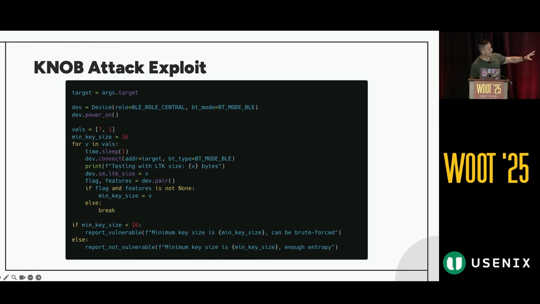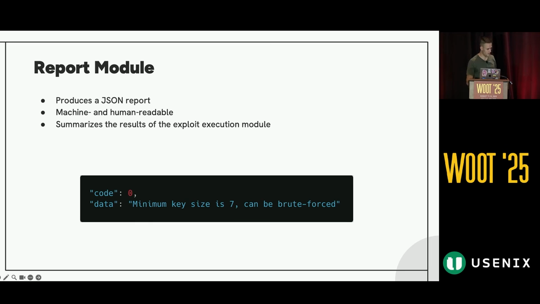This is essentially how it is implemented. So just a few lines of code, and then it outputs a high-level report: vulnerable, or not vulnerable, with a specific message, so that it can be processed either by a human reader or not. And this is when the report module comes in. It produces a final JSON report that is also both machine and human readable, and that basically summarizes, in this case, code 0. It means that the vulnerability was found, and we get a nice message.